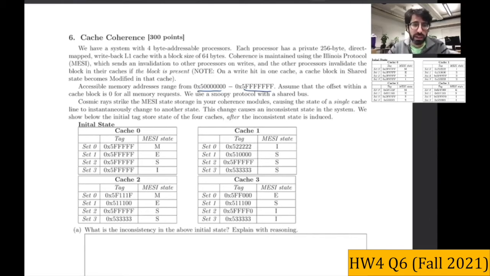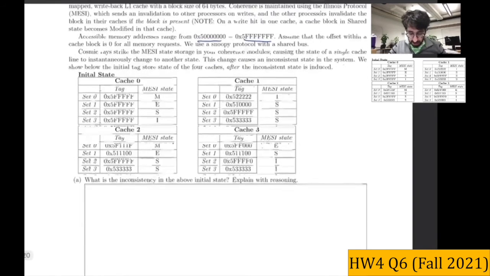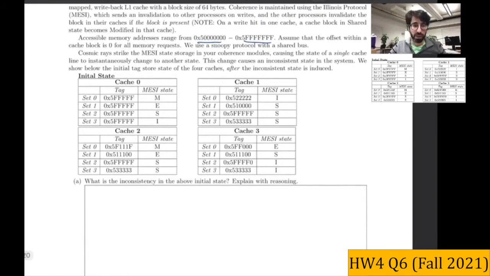We show below the initial tag store state of the 4 caches after the inconsistent state is induced. So this is the initial state, and the question is, what is the inconsistency in the above initial state? Explain with reasoning. So, okay, we can solve this question by looking at the modified and exclusive states, these modified and exclusive states.